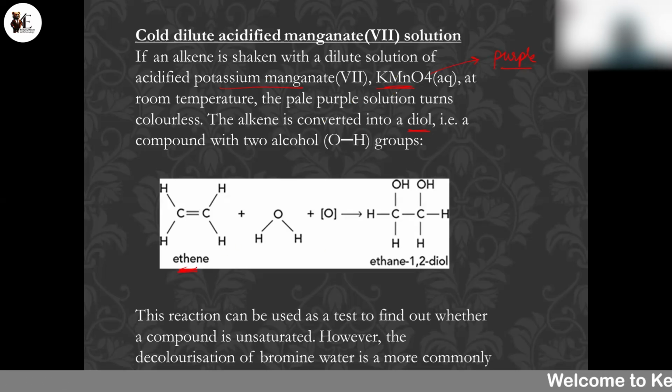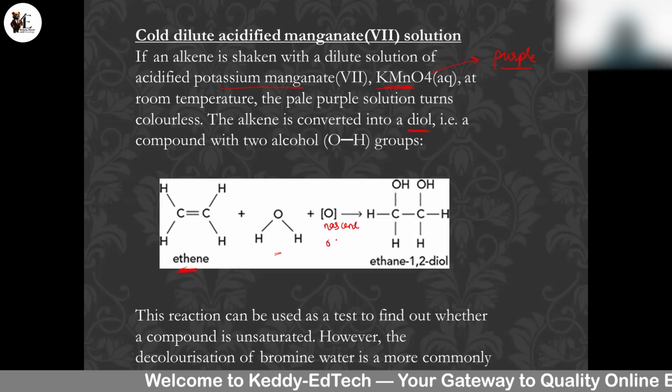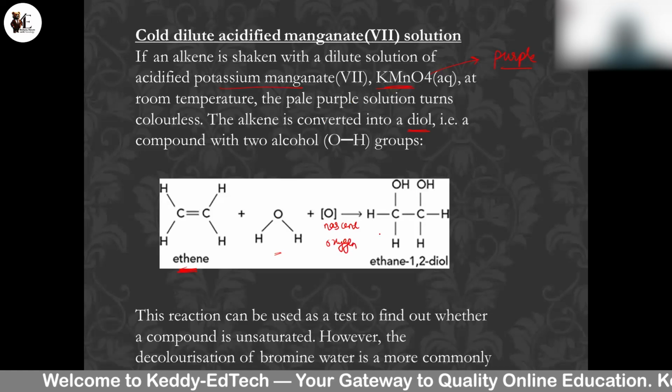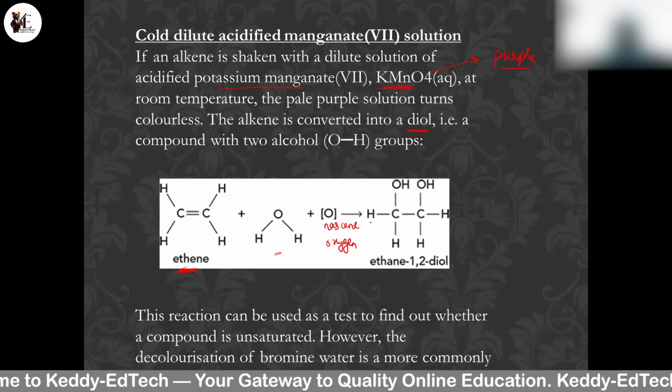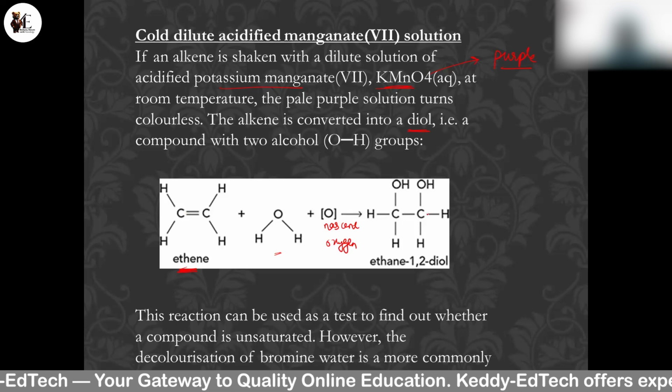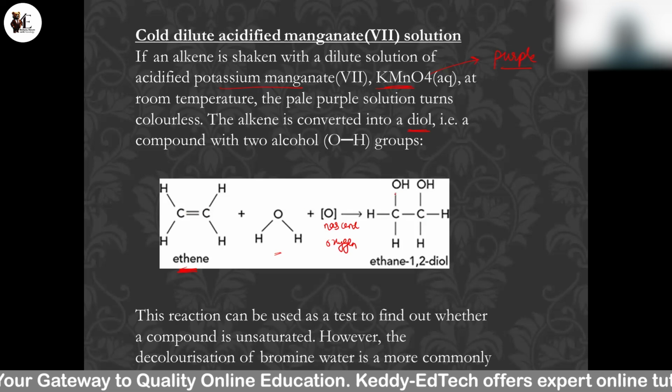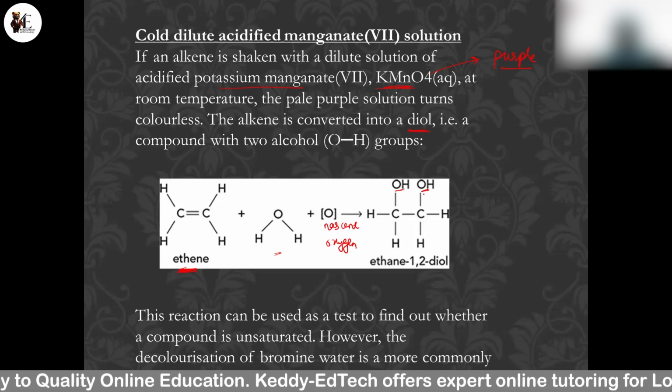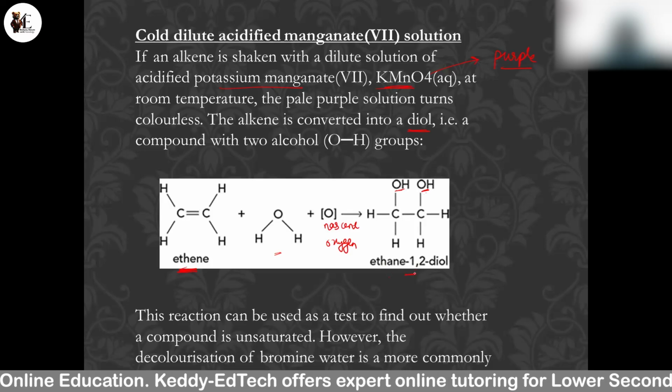So here I am having an ethene. When you react it with water, it is diluted, so that's why it is water here. And this is your nascent oxygen, which comes from your oxidizing agent, which is your KMnO4. So when you do this reaction, then the double bond is converted into single bond, and at both the carbons you have the formation of diol. So it is ethane 1,2-diol.